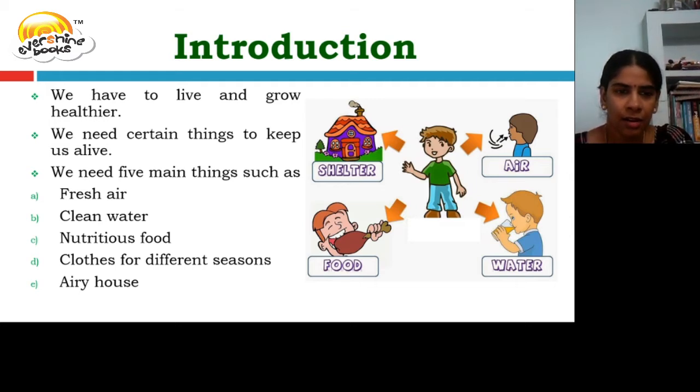These are fresh air, clean water, nutritious food, clothes for different seasons, and airy house.